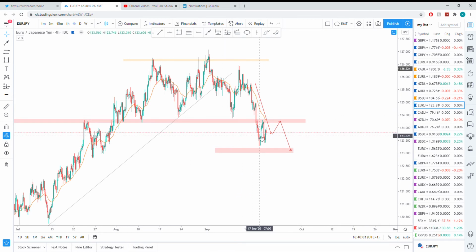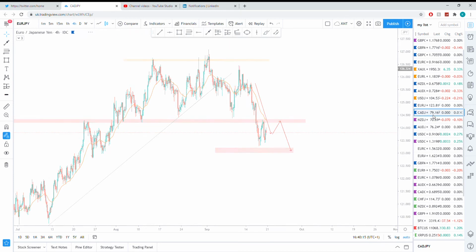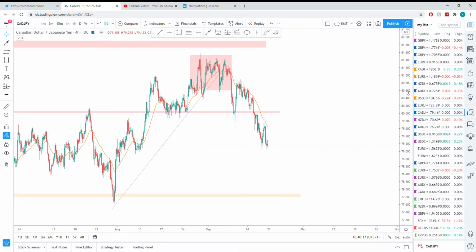So there were some good opportunities to take if you are a breakout trader. If you are a retest trader, these are the setups that you have to wait for. With the retest, you don't have to rush your trade ideas. You have to take it a bit more conservative.